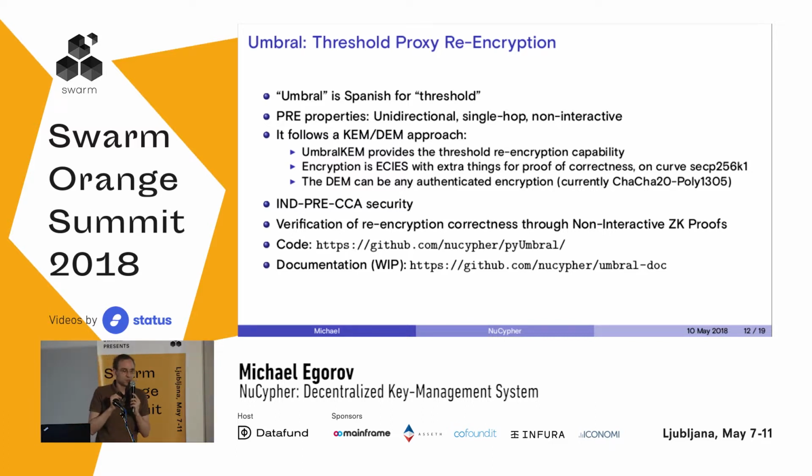Also, an interesting thing is what happens if the proxy misbehaves? What happens if the proxy returns garbage instead of re-encryption and says, oh, I re-encrypted correctly, trust me. We implemented something which allows us to prove that the proxy re-encrypted correctly using zero-knowledge proofs. And if the proxy does not re-encrypt correctly, Bob can present evidence to the whole network, and the proxy can be punished, slashed, and stuff like that.